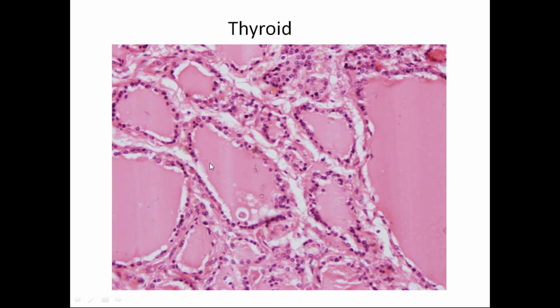Thyroglobulin is not the thyroid hormone, but you can be asked about the secretion of thyroid and how it gets secreted. Look at the lining epithelium, these are cuboidal epithelium, right? And in between we have a lot of connective tissue stroma.